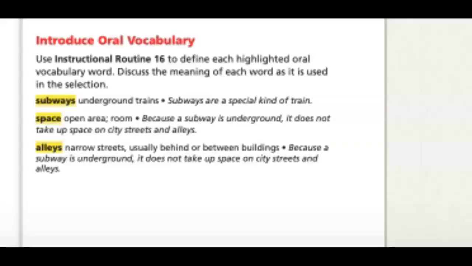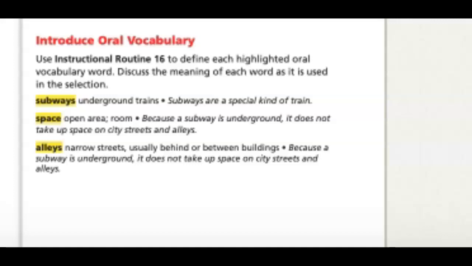Now to review our vocabulary that we learned this week, and then we are going to read a little bit more about Gus Takes the Train. Now that we've read our story, Training Around the Town, let's go ahead and look at our oral vocabulary for this lesson. Our first vocabulary word that we will be looking at is the word subways.